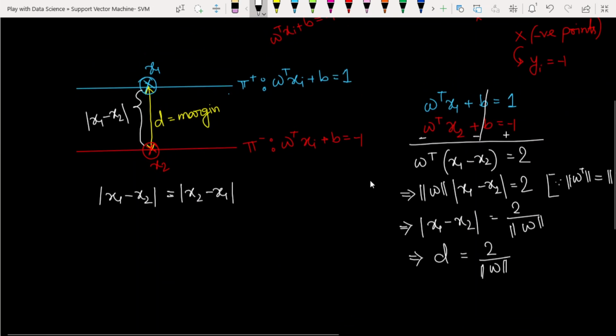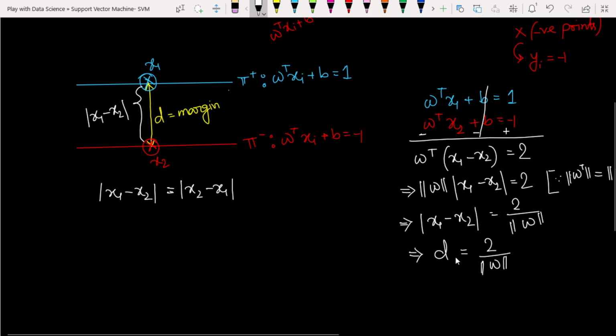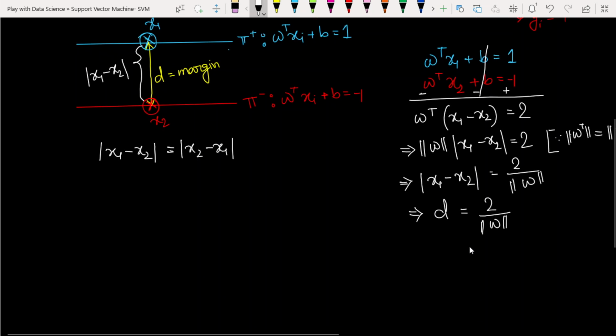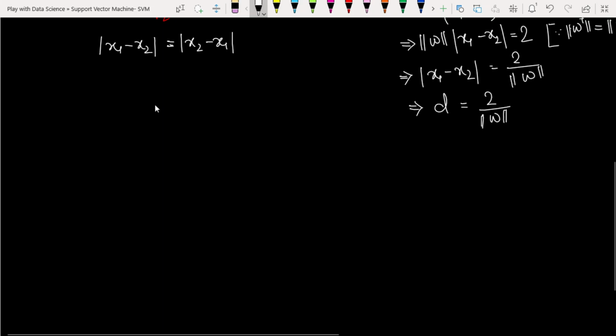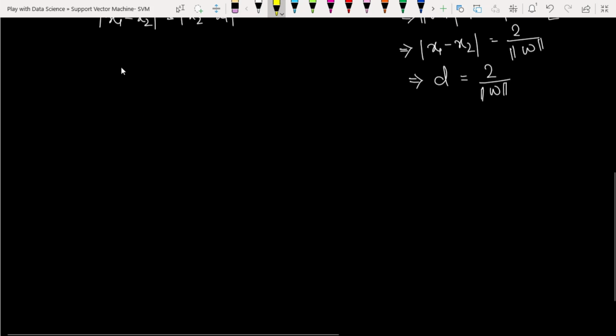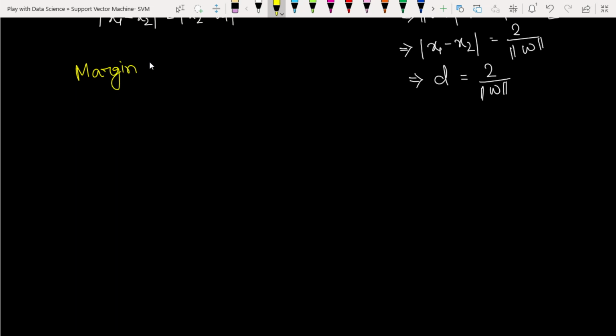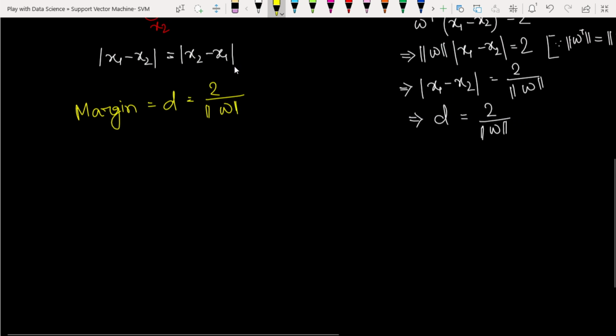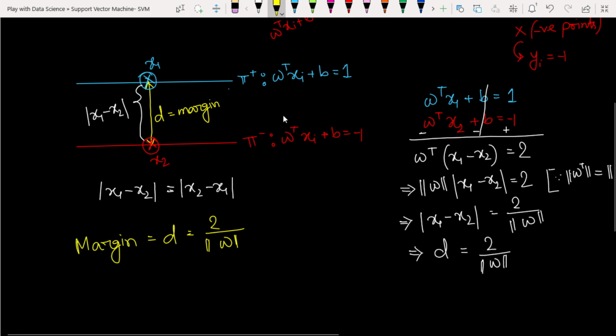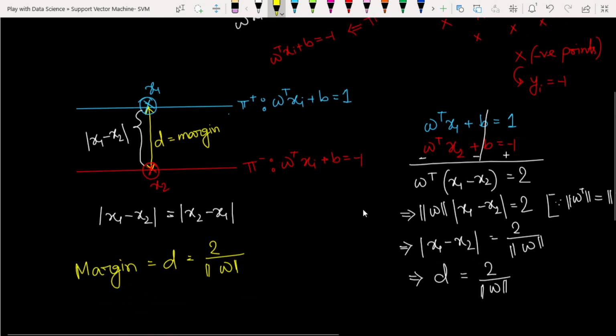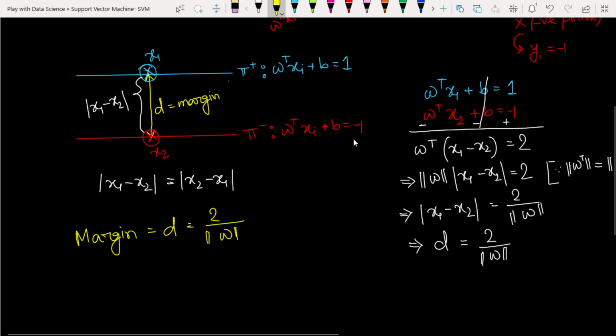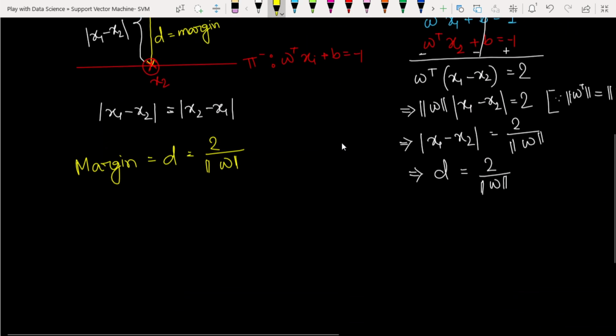So what do we get? D, our margin, is equal to 2 by the norm of w. Let me write this again: here we got that our margin is D, which is 2 by norm of w. I think how we get the value of D is clear to all of you. If you don't understand till now, I request you to please pause this video and start again from the beginning. Then it will be clear.